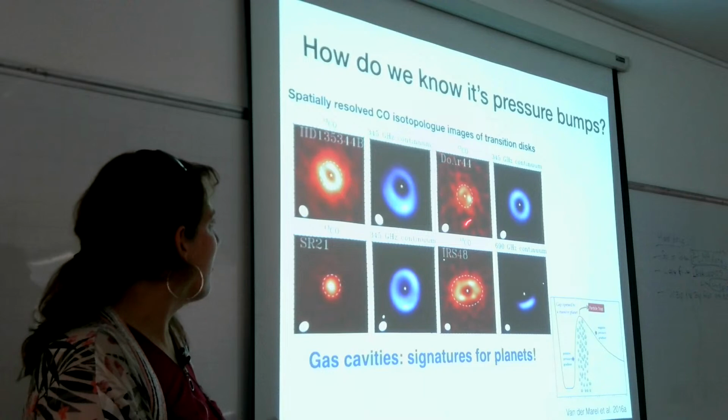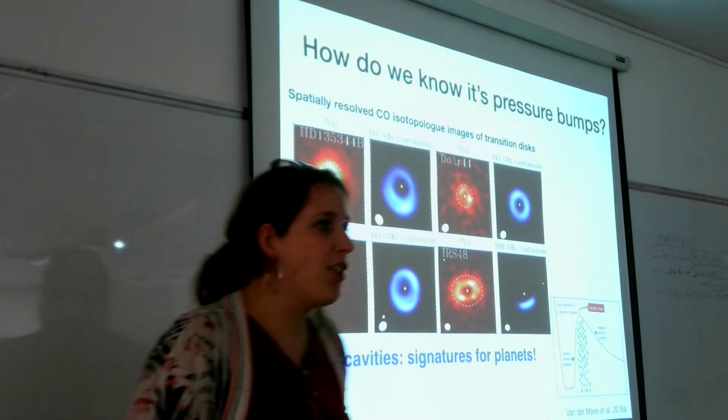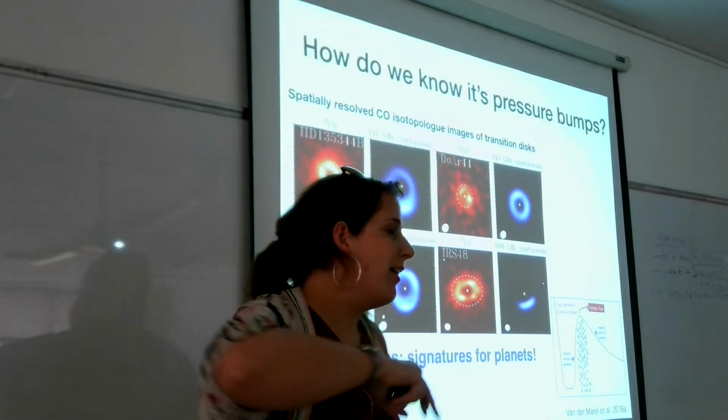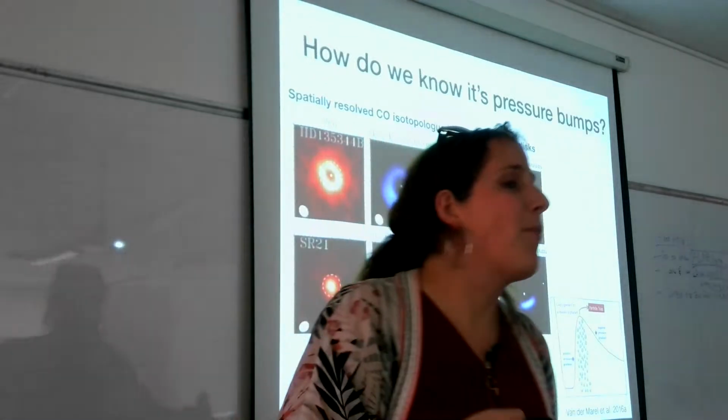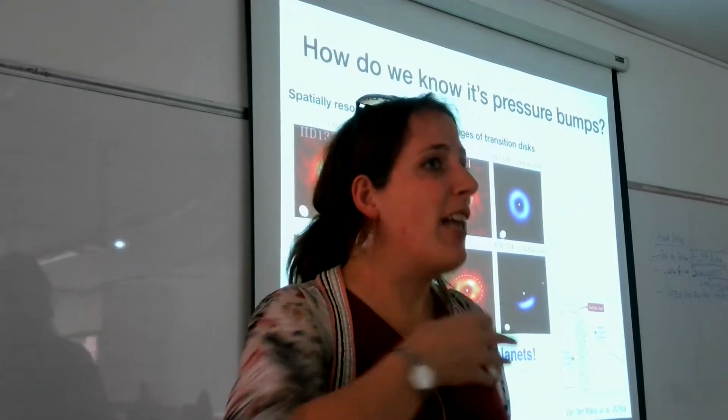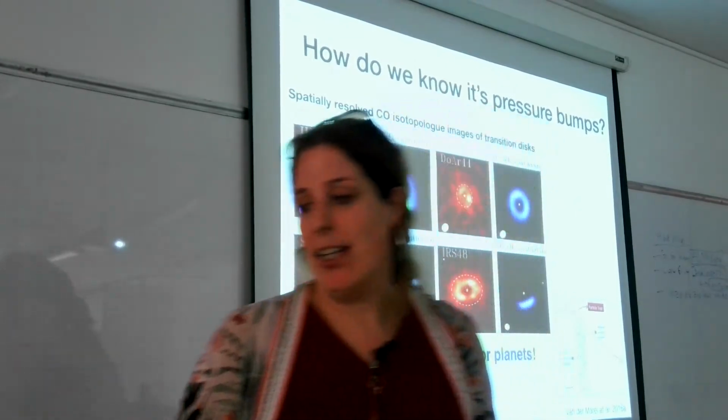So essentially, the observation of gaps in the gas is evidence for planets, and that you don't have something else that creates the pressure bump, because then you wouldn't have this kind of depletion in the gas.